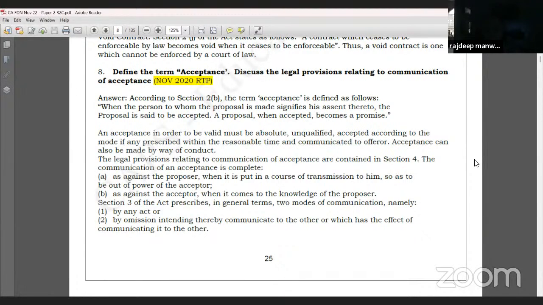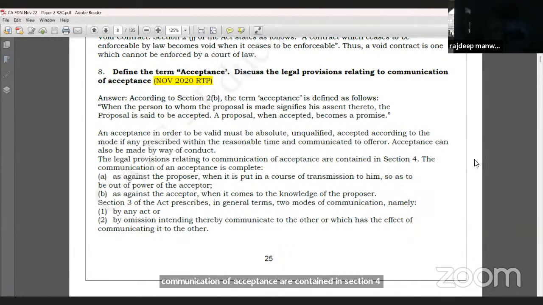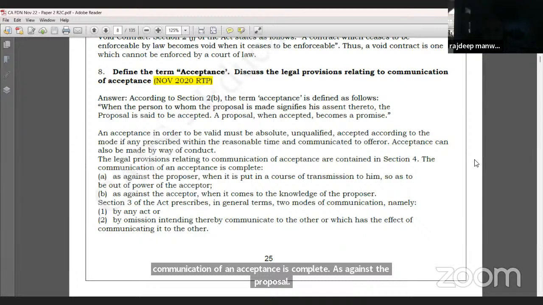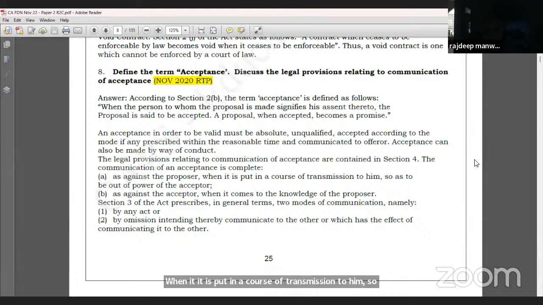The legal provisions relating to communication of acceptance are contained in section 4. The communication of an acceptance is complete as against the proposer when it is put in a course of transmission to him so as to be out of the power of the acceptor. So once he sends the mail, it is out of his hands, acceptance is completed. That means you cannot revoke the offer after that. Remember I told you? As against the acceptor, it is complete when it comes to the knowledge of the proposer. So for the proposer, when it is out of the acceptor's hands; for the acceptor, when it comes to the notice of the proposer. Remember the two things, always memorize this.